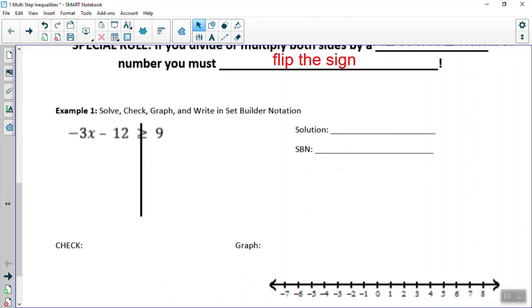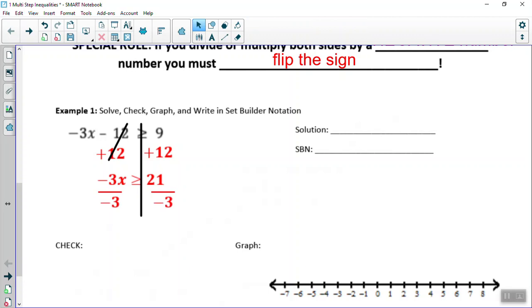So now, here's my variable term that I need to isolate. So just like I'm solving a regular equation, I'm going to use my inverse operation to undo that subtraction. So I'm going to add 12 to both sides. And once I've done that, it gives me negative 3x is greater than 21. These here cancel out.